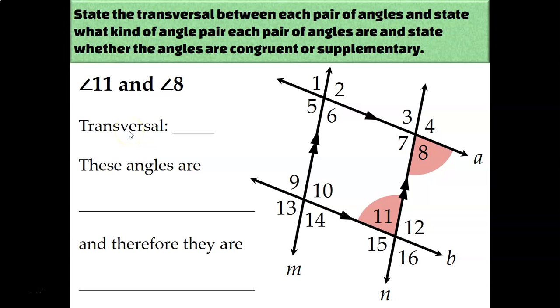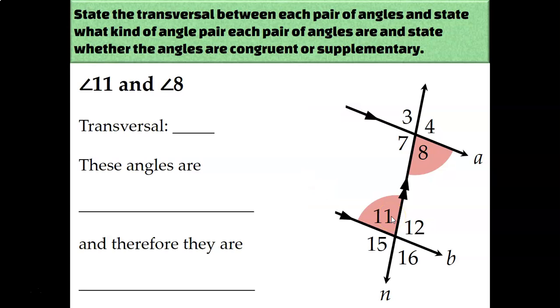So which line is the transversal? Well, that's the line that goes in between both of them. There's really 3 lines that make up this part of the diagram that we care about for angle 8 and angle 11. So I'm actually going to erase part of the diagram so we can just focus on the part that we need. Angle 11 is created by the intersection of line B and line N, and angle 8 is created by the intersection of line A and line N. Since both of those angles were created from a line called N, that makes the transversal N.